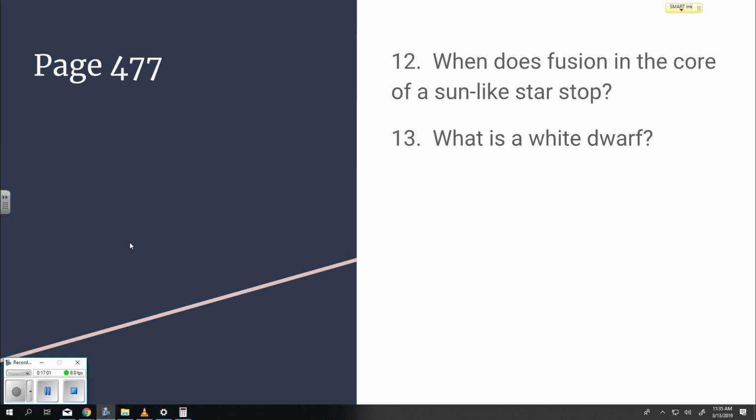Final stages of sun-like stars. Red giant. Planetary nebula. White dwarf. Possible nova or supernova.